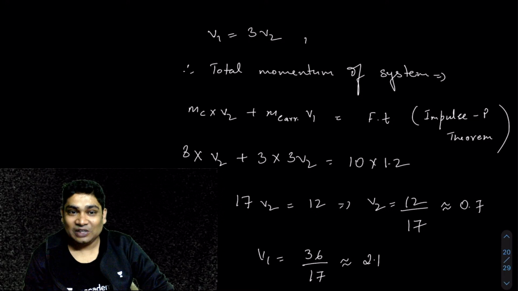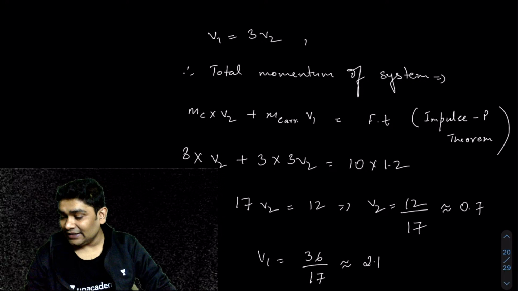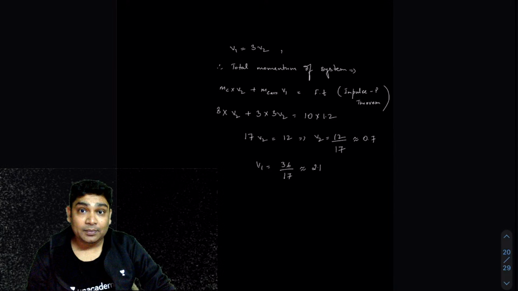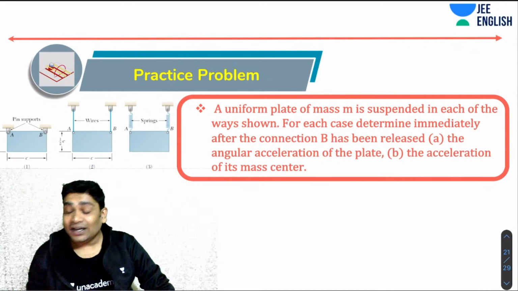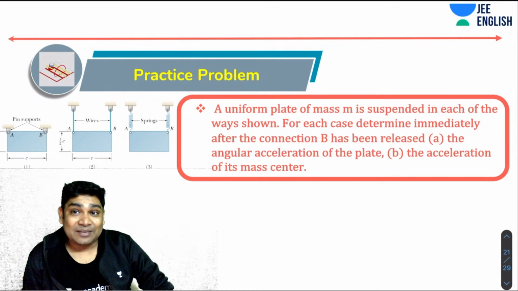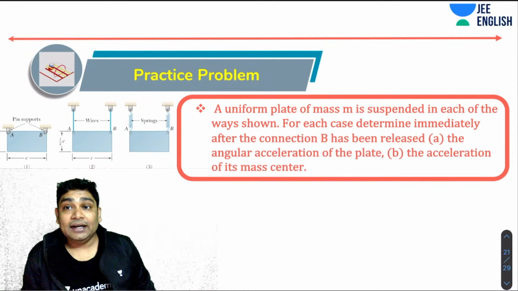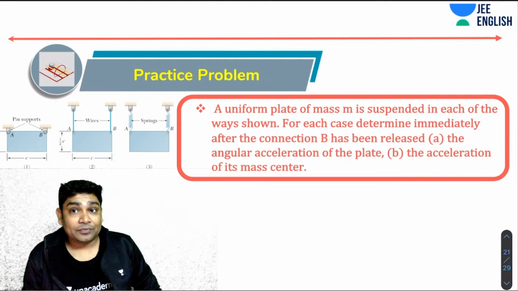Now, okay. Now that is it. One last problem, but this I would like you guys to try for homework. This is a very, very interesting problem. It says a uniform plate of mass m is suspended in each of the ways shown.